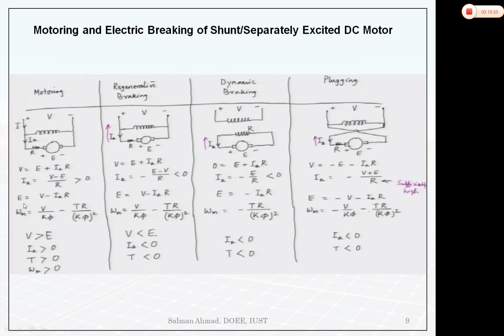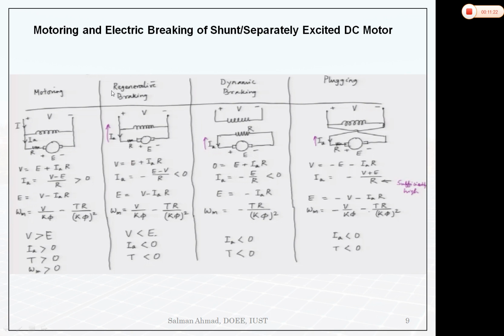Now E we can replace with K phi omega M. So omega M we will get as V upon K phi minus IA R upon K phi. Again, the torque equation we can write: torque T is equal to K phi into Ia. So finally, the speed and torque equation we are getting like this. So for motoring operation V must be greater than E, Ia must be positive, torque must be positive and speed must be positive. So these are the conditions for the motoring operation.